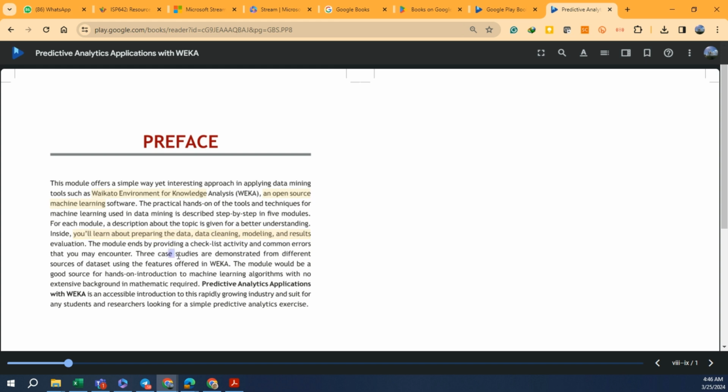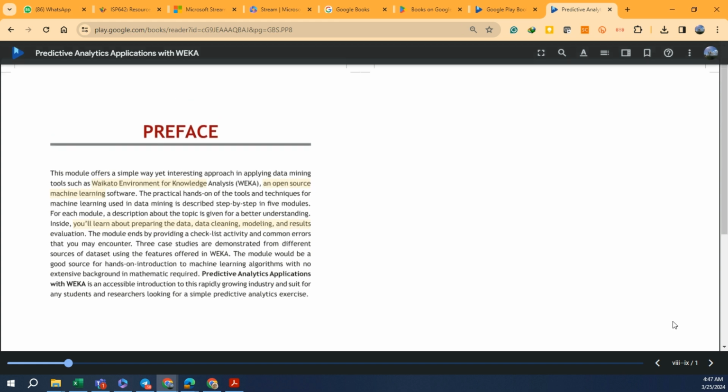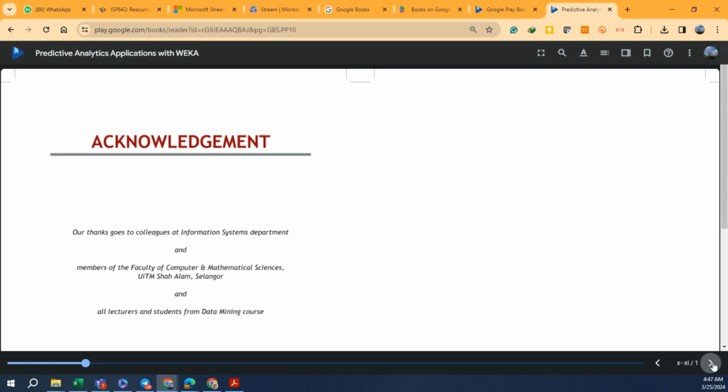The case studies are demonstrated from different sources of data set using features offered in Weka. So the module would be a good source for hands-on instruction to machine learning algorithms with no extensive background in mathematics required. This book is an accessible introduction to this rapidly growing industry and suits any students and researchers looking for a simple predictive analytics exercise. So it's a very simple book as discussed in its introduction.